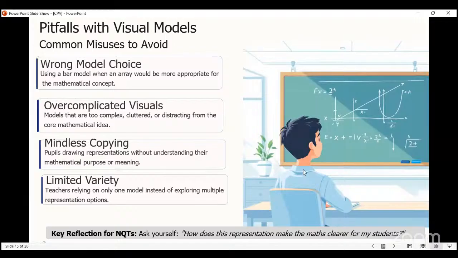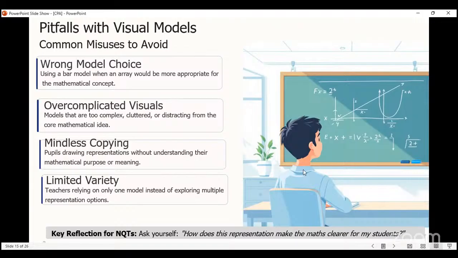Now, what are the pitfalls we need to avoid with visual models? Number one, wrong model choice. We said that earlier. Using a bar model when you could have used an array. That is why you need to get familiar with the calculation policy and know the models that are suitable for each topic in mathematics.